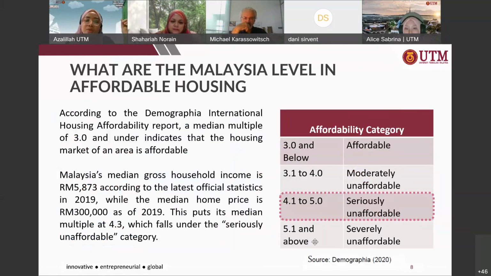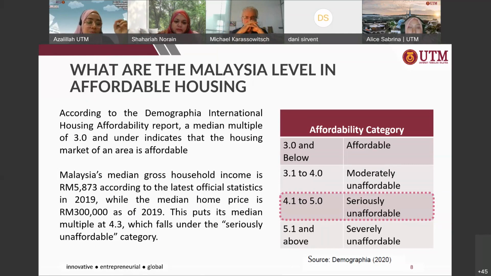According to the Demographia International Housing Affordability report, a median multiple of 3 and under indicates that the housing market is affordable. So what is the situation in Malaysia? Based on salary and housing prices, the Malaysian median gross household income is around 5,000 according to the latest statistics in 2019, and the median house price is 300,000.